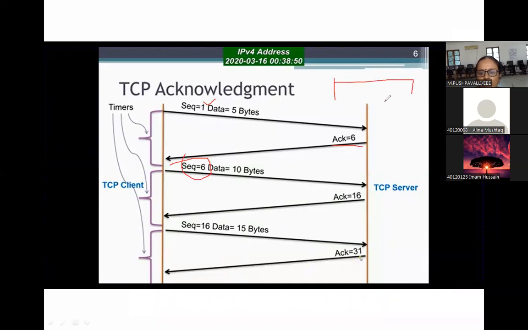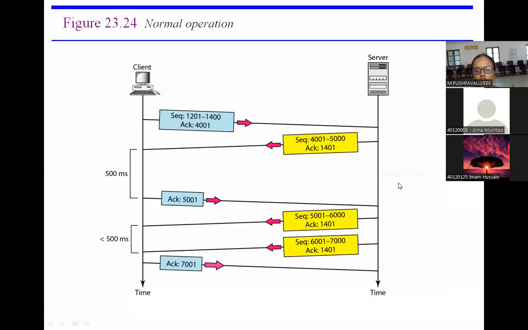Here you see 1, 2, 3, 4, 5, 6. So I received my 5 data, and 5 data is over. This is my 6th, I have to send the 6th, then it will start from 6. So 6 to 10, it will keep on sending. Then 6 plus 10, 16, I have to occupy from 16 bytes. So this is the normal acknowledgement and normal timeout period. There is no problem in this case. It's a normal operation.